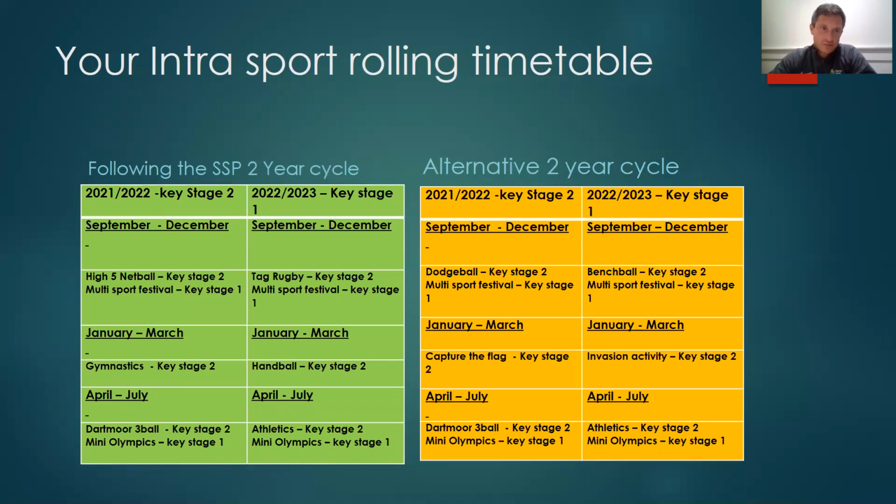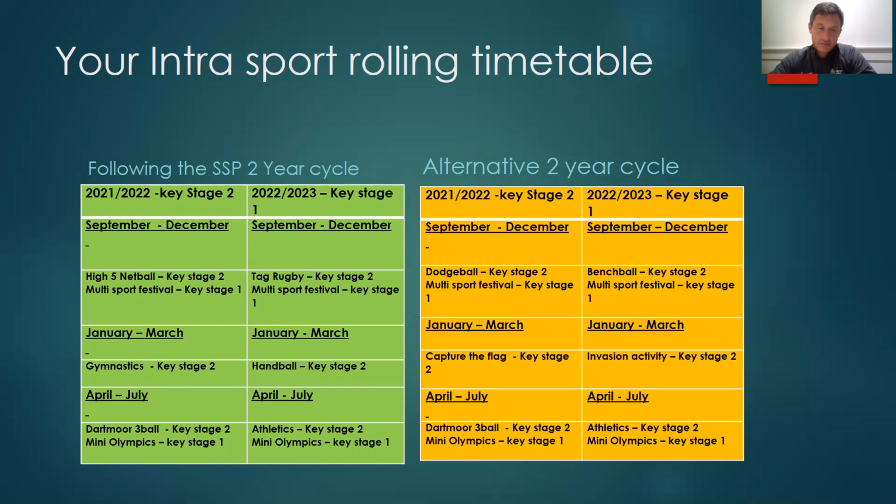If we look at the one in green, I'll just go through it. September to December gives you a window to do the competition any time between September and December, so that's 2 half terms. In Key Stage 2, you might do a High 5 netball competition, and in Key Stage 1 a multi-sport festival. So again, we've got differentiation of competitions there, because we know Key Stage 2 are probably able to access and take part in that netball competition, but the younger children may need something a little bit more simple, so a multi-sport festival.